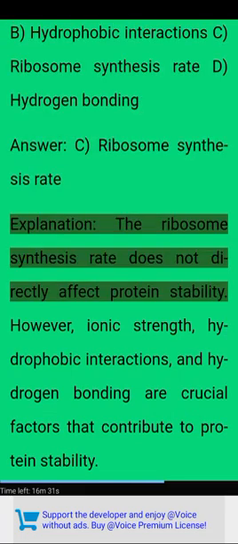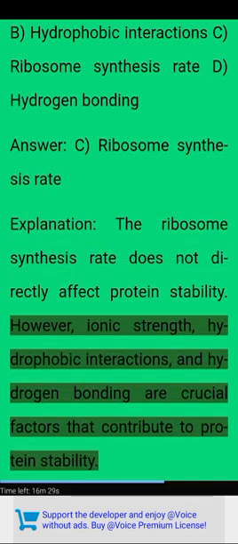Explanation. The ribosome synthesis rate does not directly affect protein stability. However, ionic strength, hydrophobic interactions, and hydrogen bonding are crucial factors that contribute to protein stability.